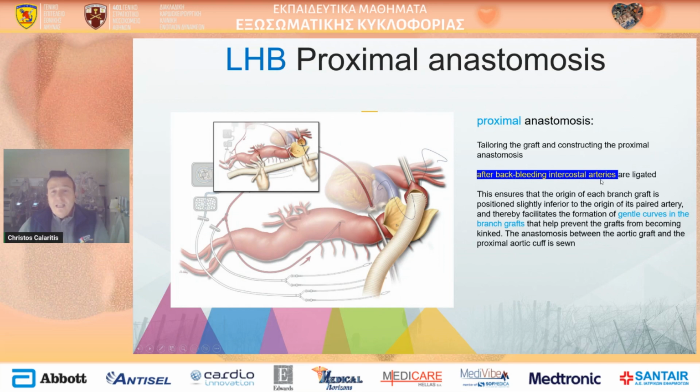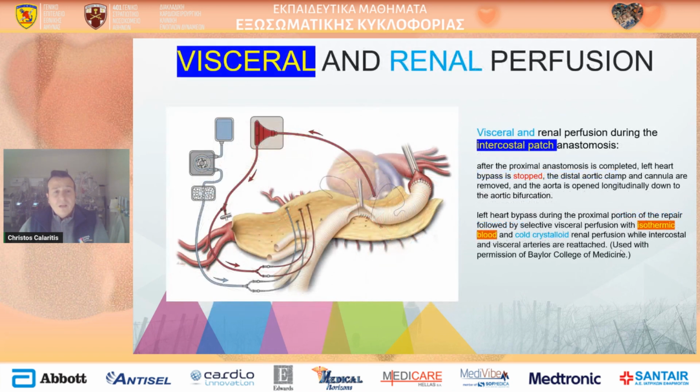After back bleeding, the intercostal arteries are ligated. This ensures that the origin of each branch graft is positioned slightly inferior to the origin of the paired artery, and thereby facilitates the formation of gentle curves in the branch grafts that help prevent the grafts from becoming kinked. The anastomosis between the aortic graft and the proximal aortic cuff is sewn.